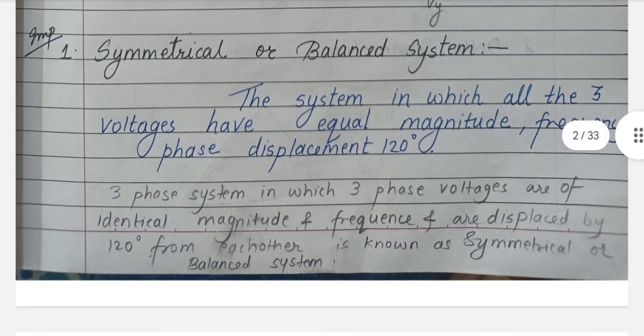So the system in which all the three voltages have equal magnitude, that means their voltage magnitudes must be equal, its frequency must be equal, and their phase displacement must be 120 degree. At that time we can say that the system is a symmetrical or balanced system, okay. The name itself is suggesting which definition you have to write. So the three terms which you have to remember here are voltage magnitude, frequency, and phase displacement, that must be 120 degree, okay. So this is your first definition, and again I will say the very first important part of your unit.